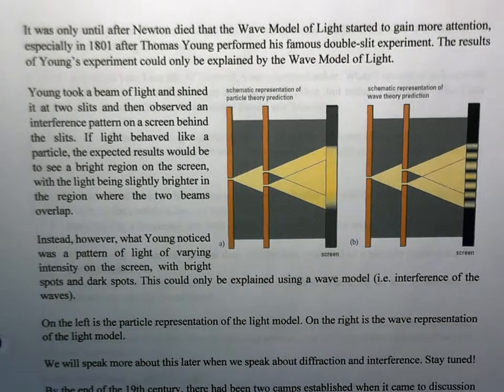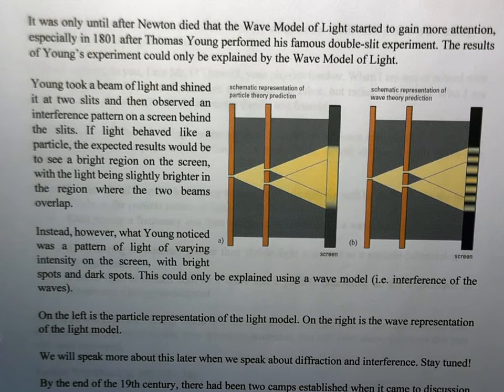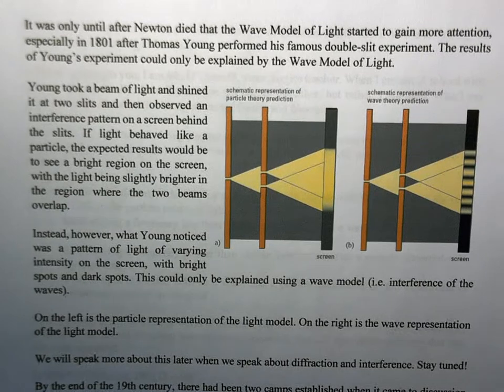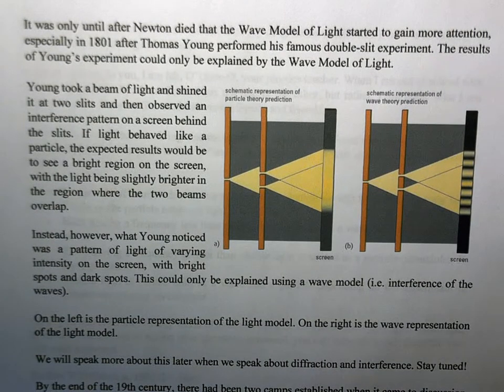Huygens hypothesized this, but he didn't have a lot of concrete experimental evidence, so we had to wait a little for that. Eventually the evidence that came along was Young's double slit experiment, which was done by Thomas Young in 1801.